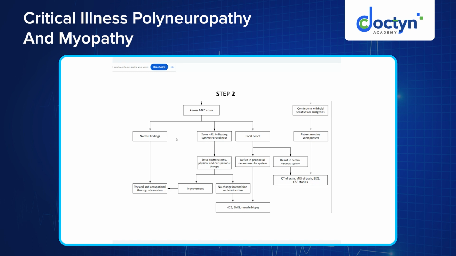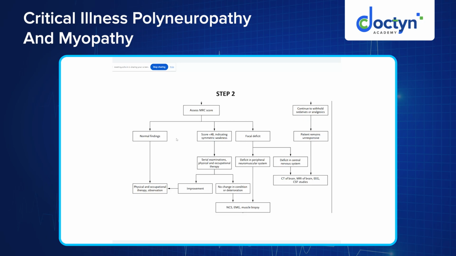If the score is less than 48, you do serial examinations and go for physical and occupational therapy. If there is improvement, continue it. But if there is no improvement, go for nerve conduction study, go for electromyography, and plan a muscle biopsy.